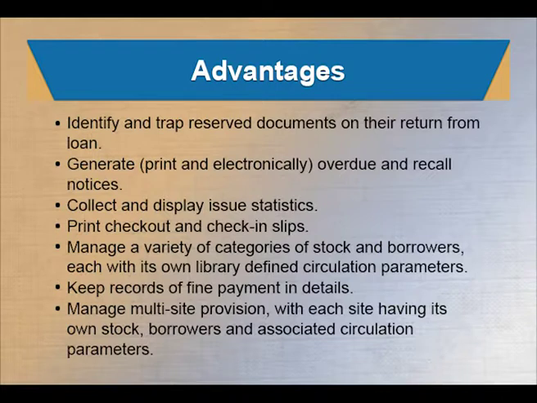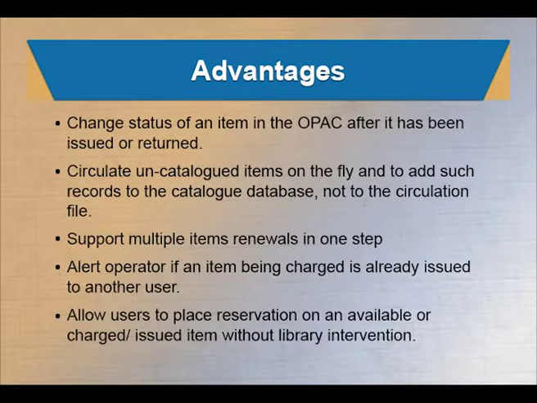It can manage multi-site provision with each site having its own stock, own borrower, own associated circulation parameters and own item types. So, a huge amount of information can be generated by using automated circulation process. Automatically you can change status of an item in the OPAC after it has been issued or returned, because I already told you circulation and catalog modules are now interlinked in an integrated library system. Circulation can sometimes help to add on the fly data.